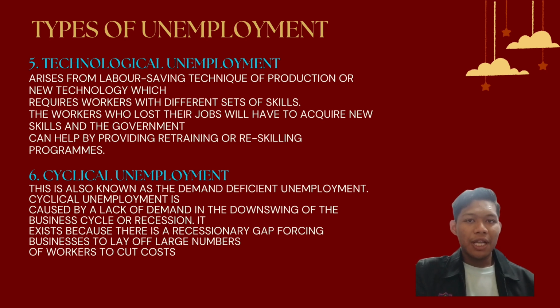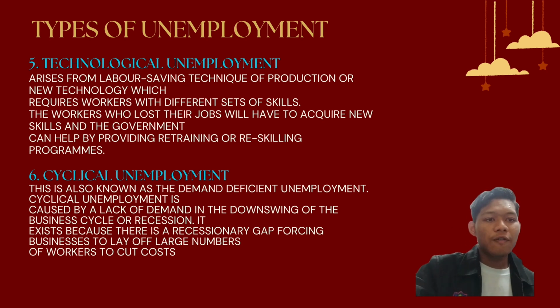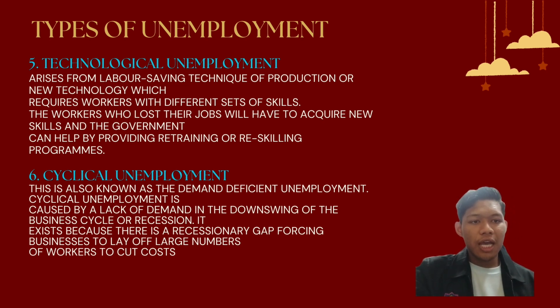Okay, the last type of unemployment is cyclical unemployment. This is also known as demand deficient unemployment. Cyclical unemployment is caused by a lack of demand in the downswing of the business cycle or recession. It exists because there is a recessionary gap forcing businesses to lay off large numbers of workers to cut costs.